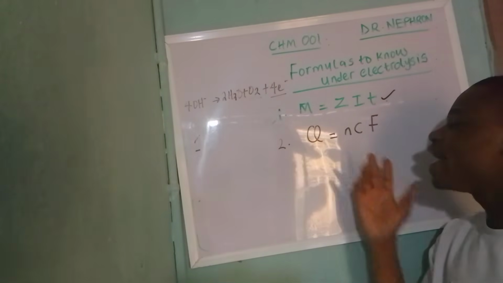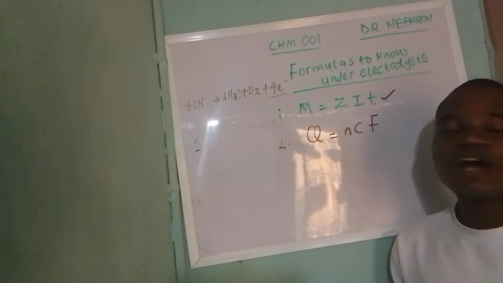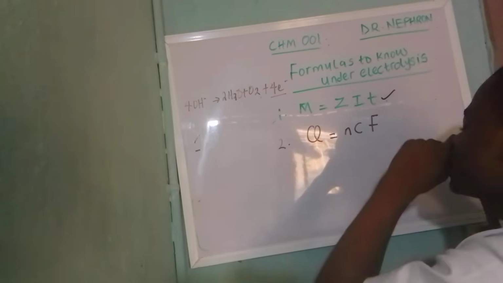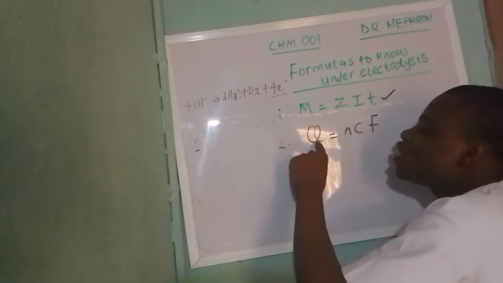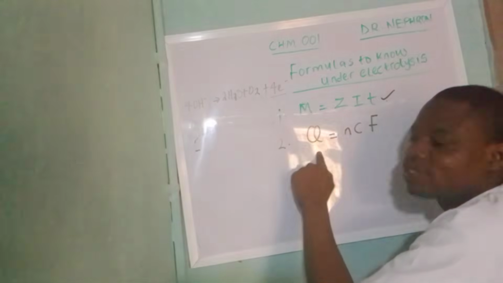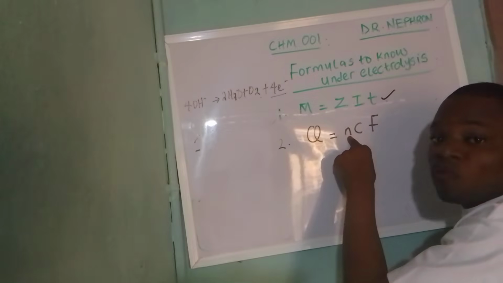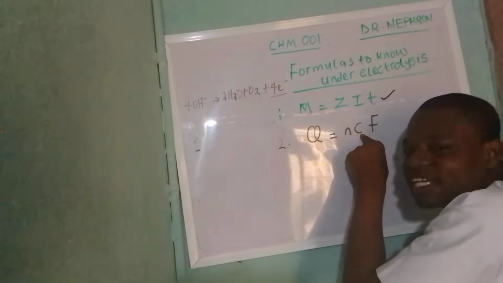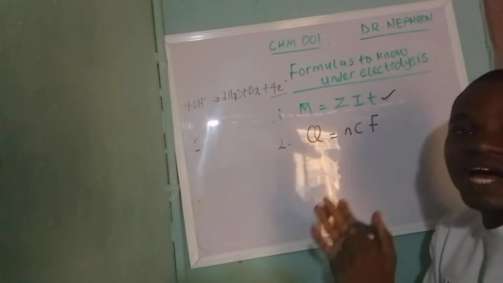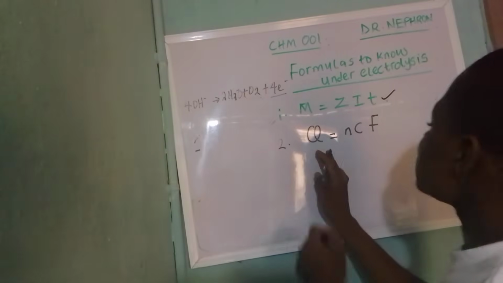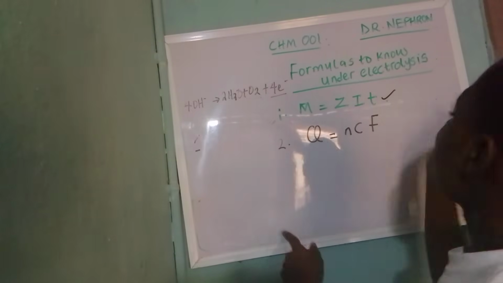Q is equal to what? NCF. Again, Q equal to NCF. Where my Q is the quantity of electricity, my N is the number of moles, my C is the charge carried by the element, and my F is the Faraday constant.